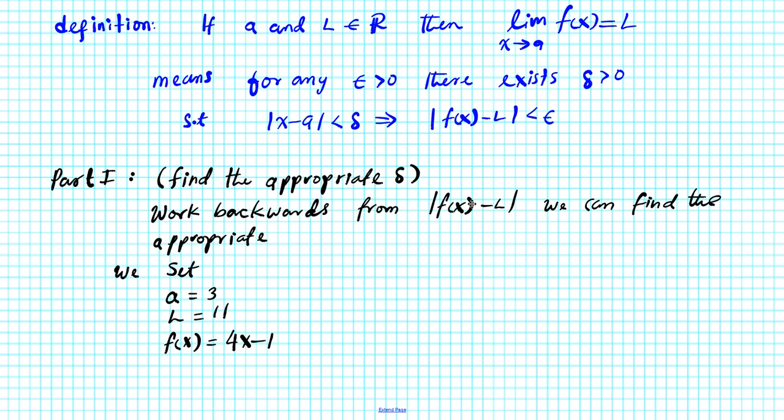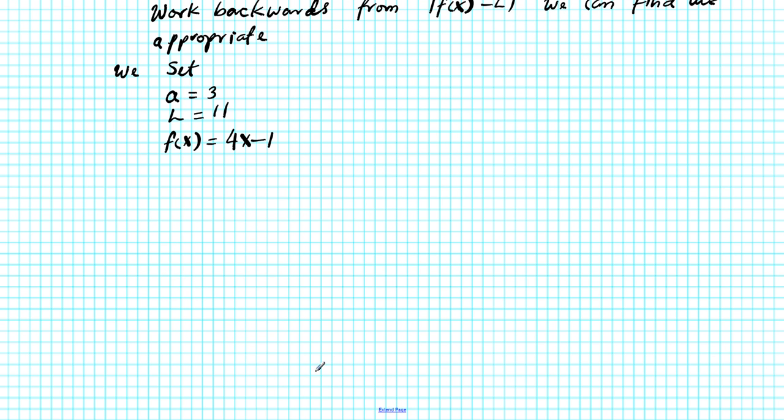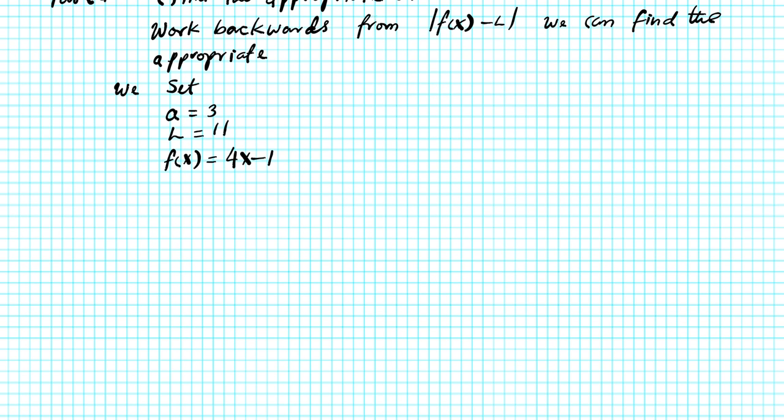So the plan was to start from f of x minus L, and then we're going to work backwards from here to get the appropriate delta. The goal in most cases, when you simplify this, is that you should be able to get a multiple of x minus a. So let's go ahead and find the appropriate delta that can make this work.